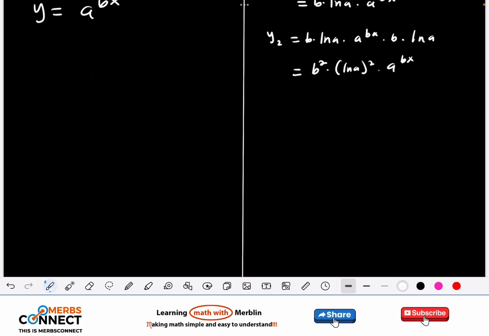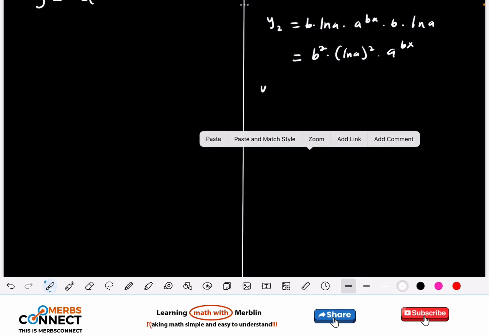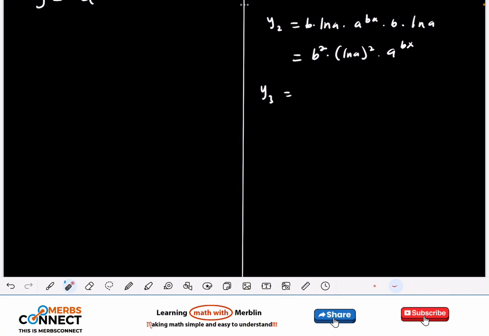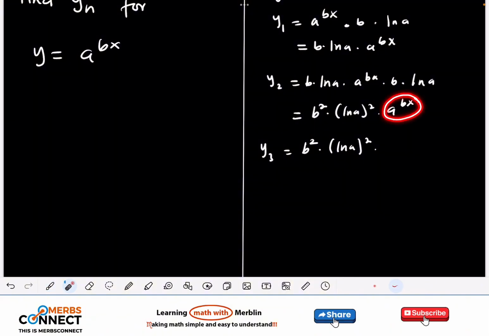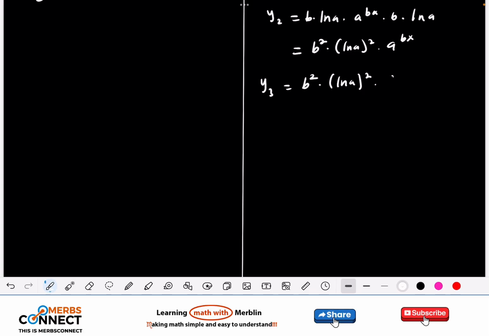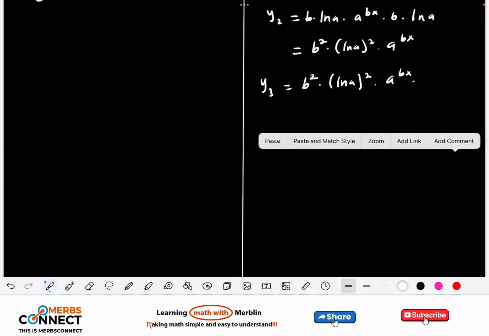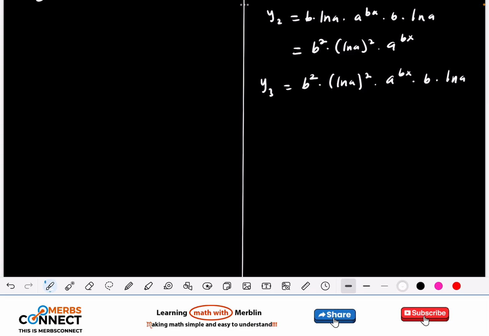Let's do the last one, then we can look at the pattern. y3 will be equal to the same idea. I will maintain the whole of what is here and just differentiate a to the power bx. So I'm going to have b squared times ln a squared times, and we have already differentiated this and saw that it gives a to the power bx times b times ln a. When I do that, I'm going to have b to the power 3 times ln a to the power 3 times a to the power bx.